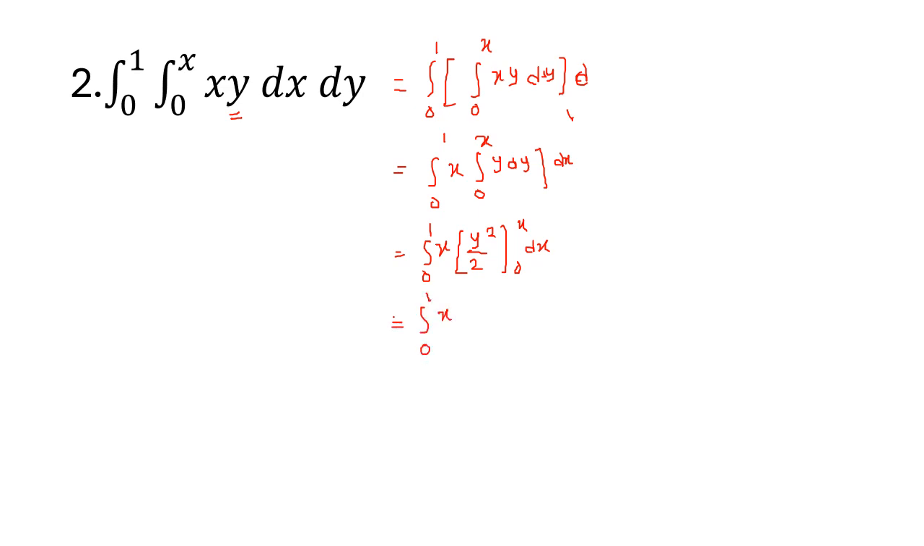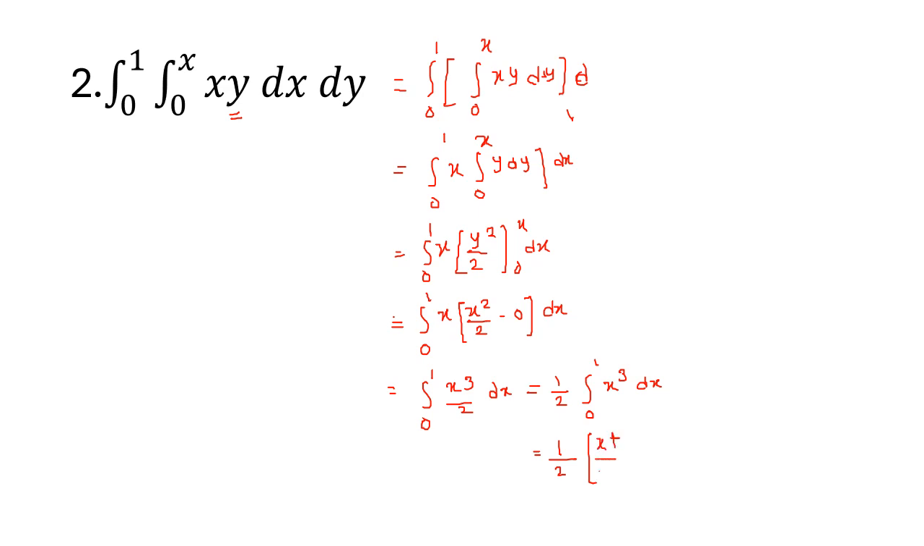So it is equal to integration 0 to 1, x as it is. Upper limit is x, so x square upon 2. Lower limit is 0, so that is 0, dx. So it is equal to integration 0 to 1, x into x square is x cube, so x cube upon 2 dx. So the next line is equal to 1 upon 2, which is the constant term, so integration 0 to 1 x cube dx. So what is the integration of x cube? The integration of x cube is x raised to 4 upon 4. Limit is 0 to 1.